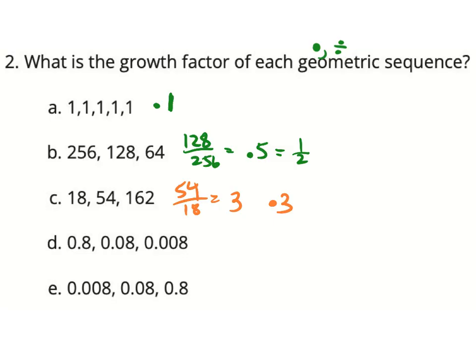Okay, now let's look at D. In D, the decimal point is moving left, so I know that I'm dividing by 10 or multiplying by 1/10, just because of the movement of the decimal. The decimal in E is moving to the right. That means I'm multiplying by 10. If the decimal moves left, you divide by 10. If the decimal moves right, you're multiplying by 10.